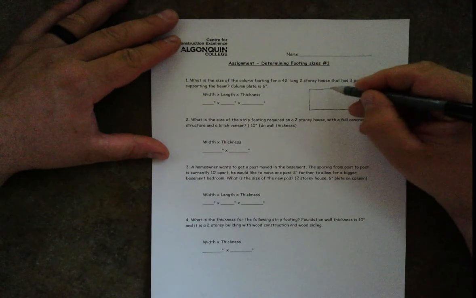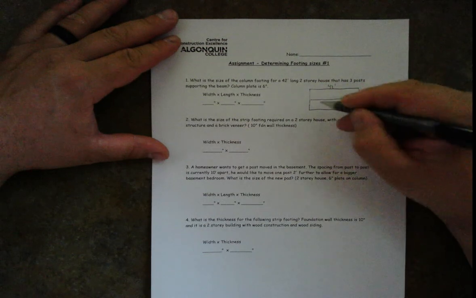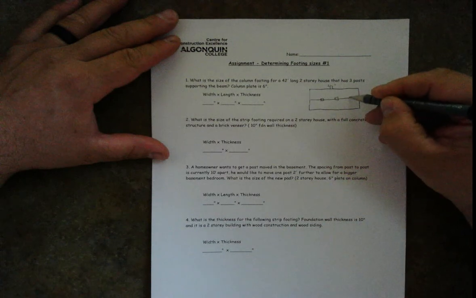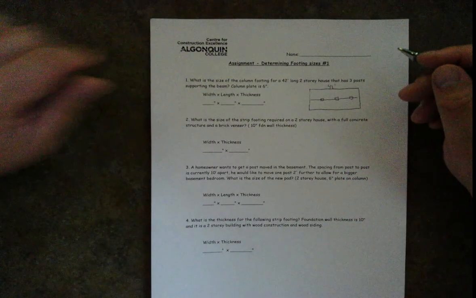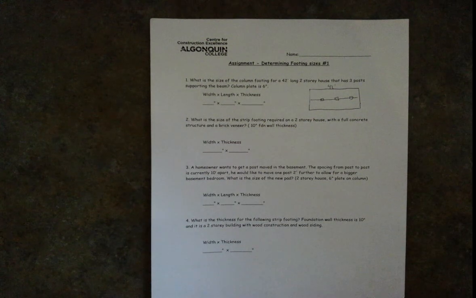The building is 42 feet long. So the beam is running down the center here. We're told that there's 3 posts. We'll just sketch those in. There's post 1, post 2, post 3. And then from there, we can tell that there's 4 spaces.